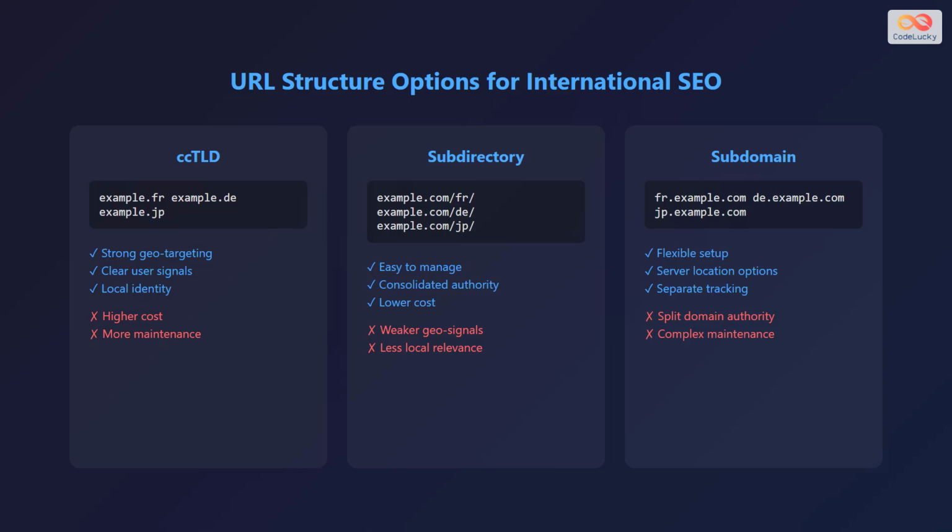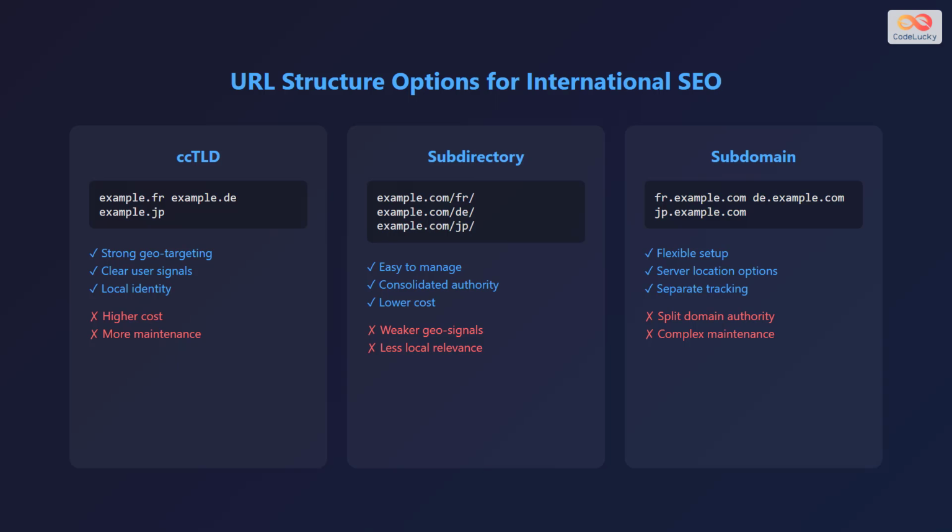The pros of using ccTLDs include strong geo-targeting, clear signals to users about the website's target country, and the ability to establish a local identity. However, they also come with cons such as higher costs, as you need to purchase and maintain separate domains for each country, and increased maintenance efforts.